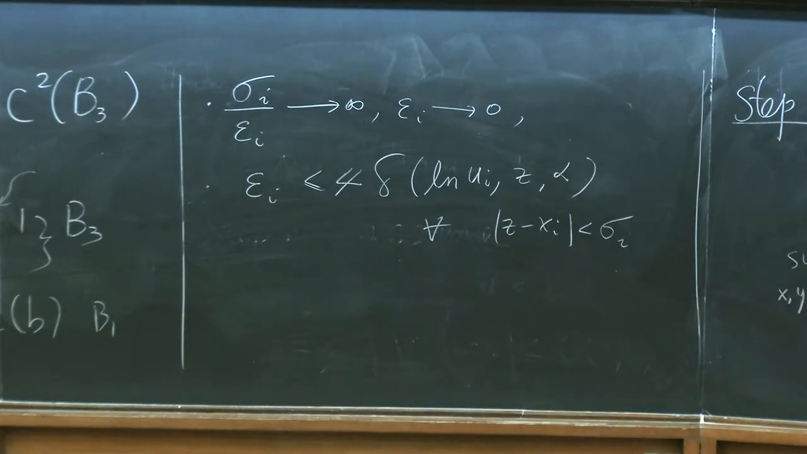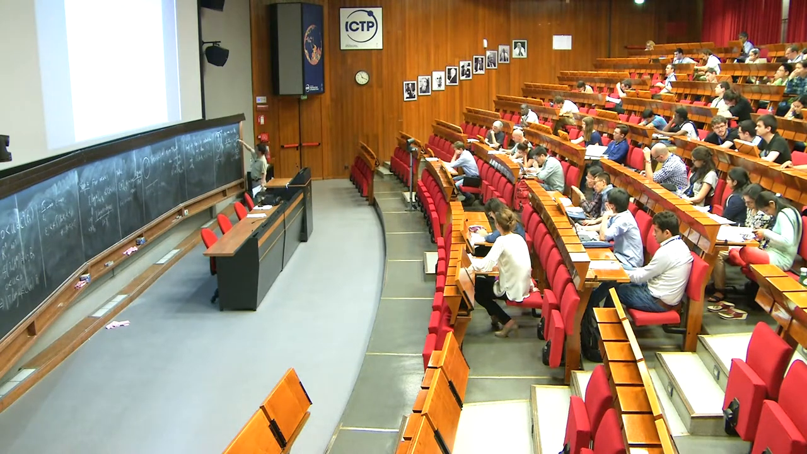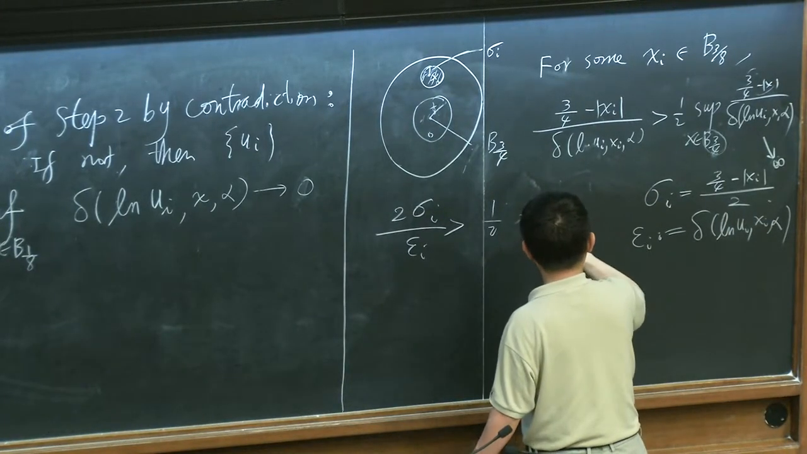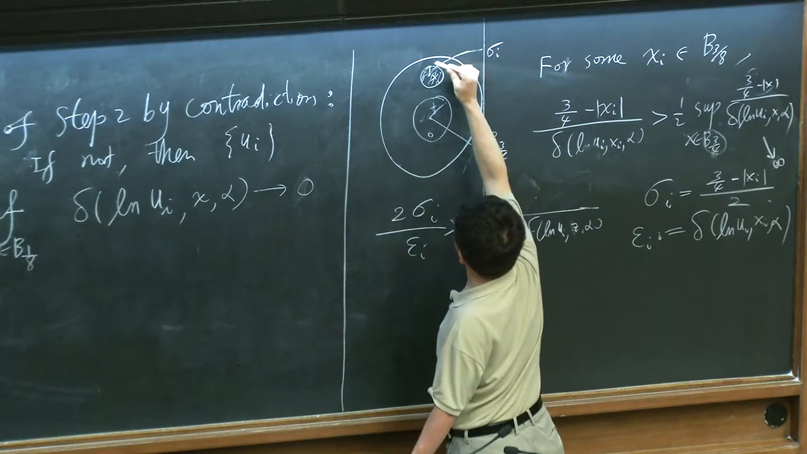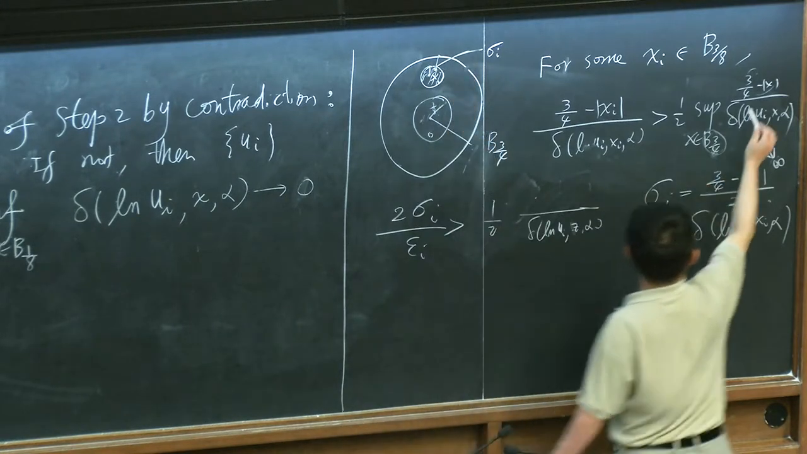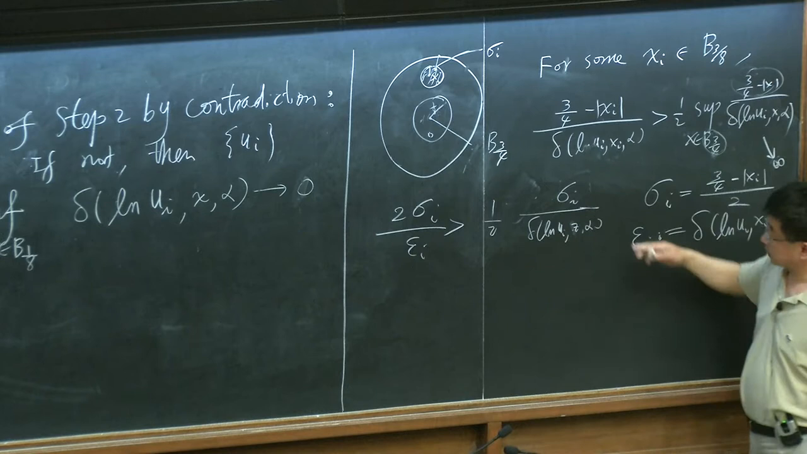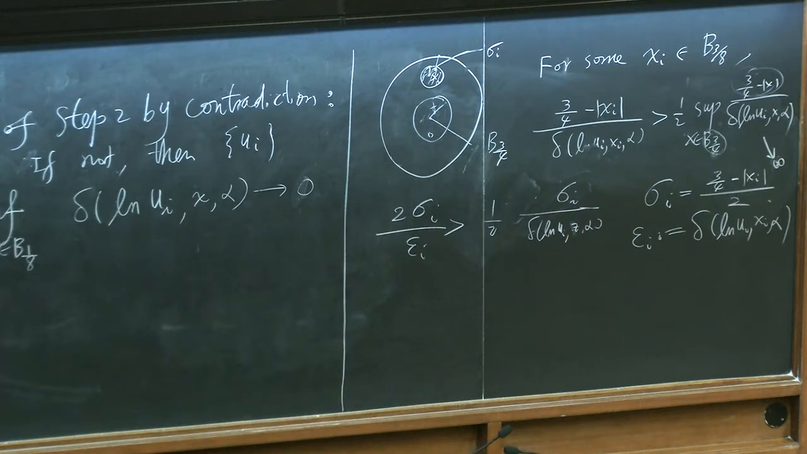So when Z is in here, the left hand side is twice sigma I divided by epsilon I. So this is bigger than... I can take any Z in that ball. But when I restrict Z in that ball, then the distance to the boundary will be bigger than sigma I. So sigma I and sigma I cancel, and epsilon will be less than 4 times that. So this is less than 4 times this.